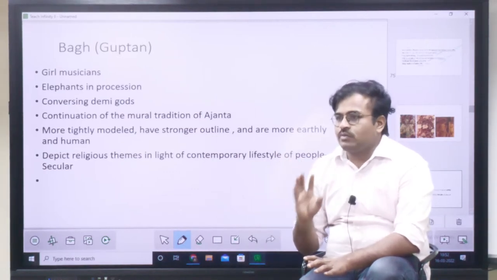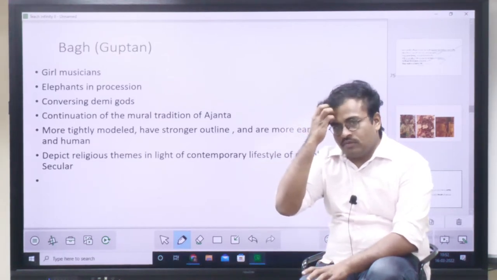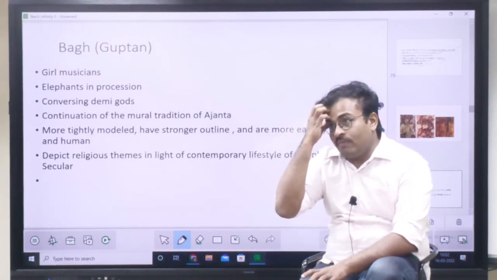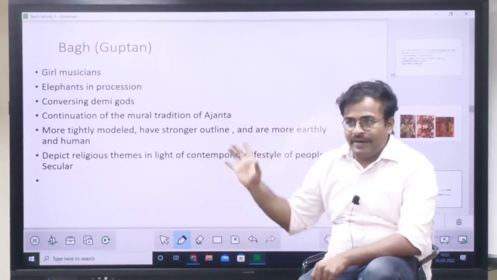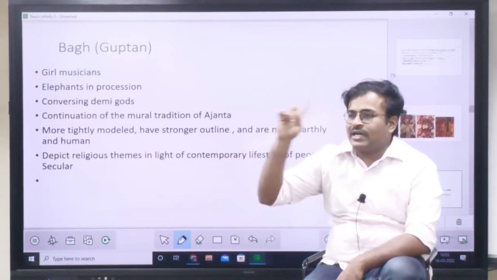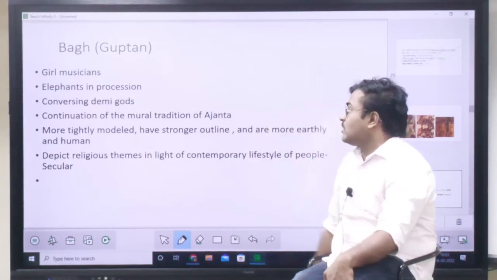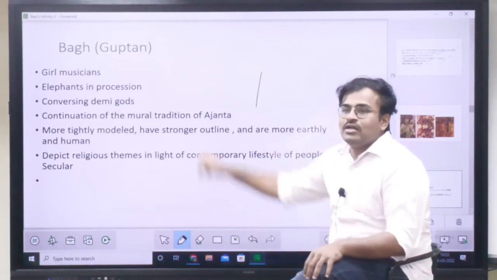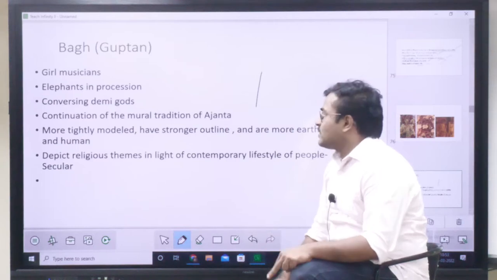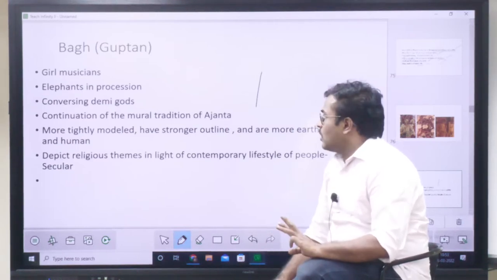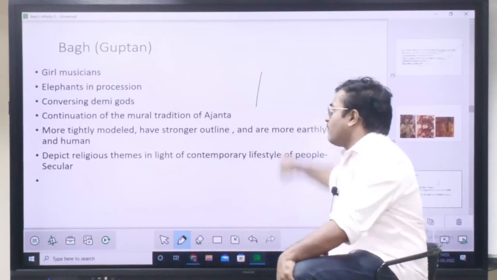But the images here are even more well-modeled than Ajanta paintings. It is considered that they are more solid and well-molded when compared to Ajanta. Just remember that at a place called Bagh in Madhya Pradesh, there are Buddhist paintings belonging to the Gupta period. The most important examples are these: one is girl musicians, second is elephants in procession, and conversion of demigods into Buddhism. These are the three main images present here.